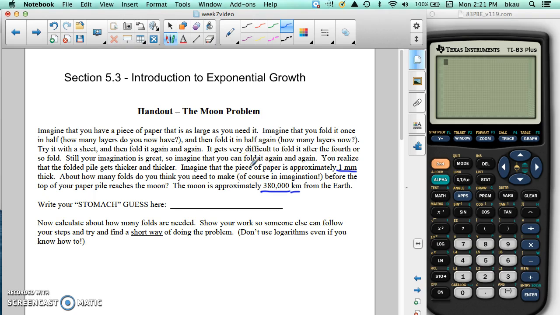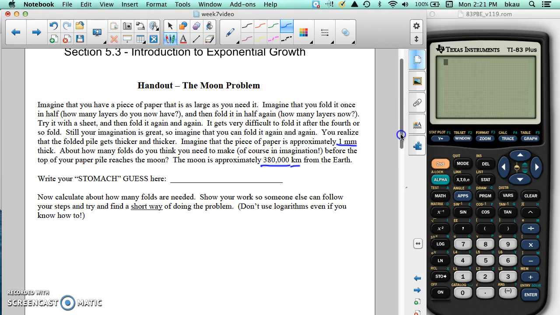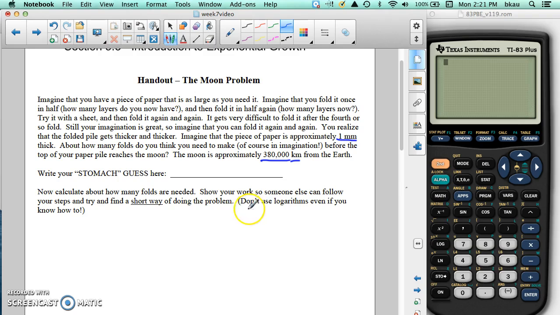So let's take a guess. What do you think your guess would be here? Write it in here what you think the guess might be. We're going to calculate that here in a minute. So what we have to do is make sure we calculate how many folds it takes, if we make up some way to add these folds till we get to this distance.